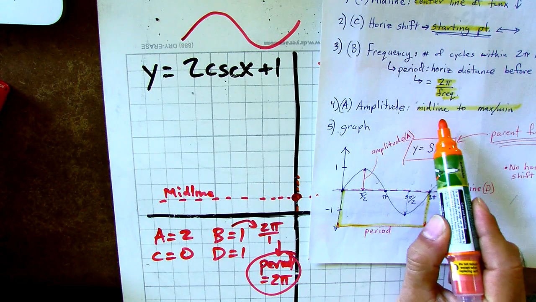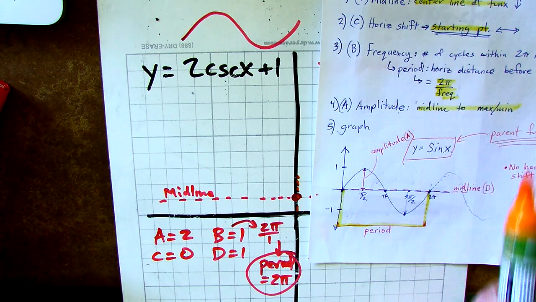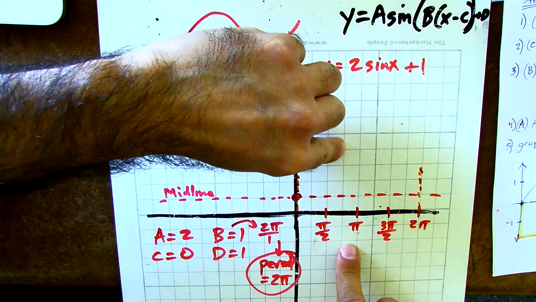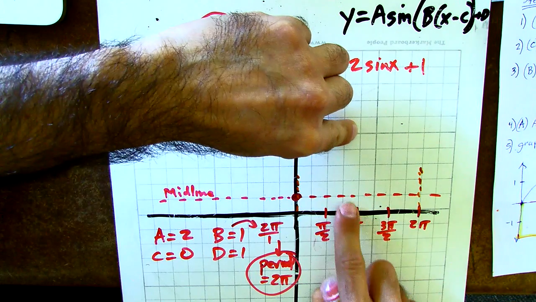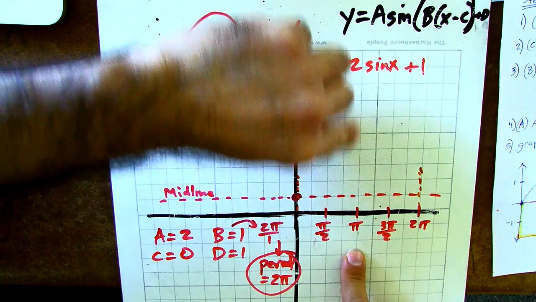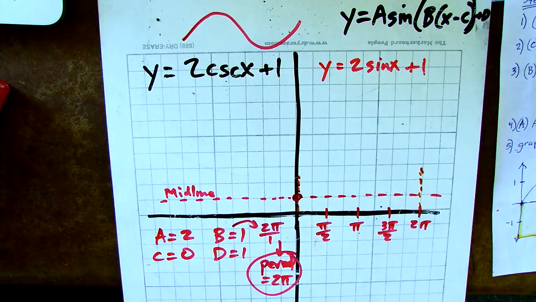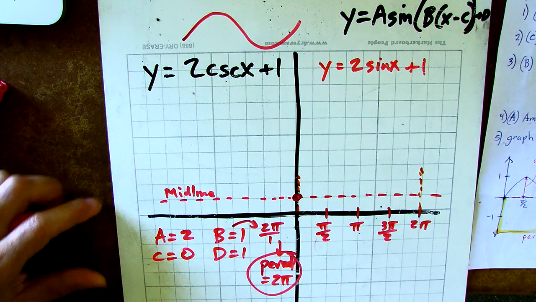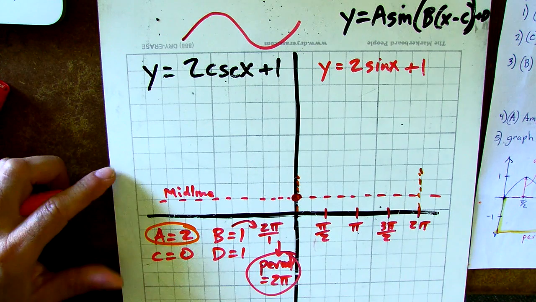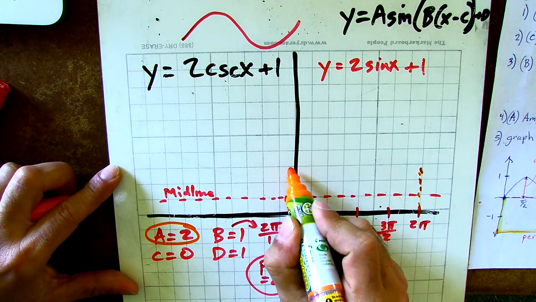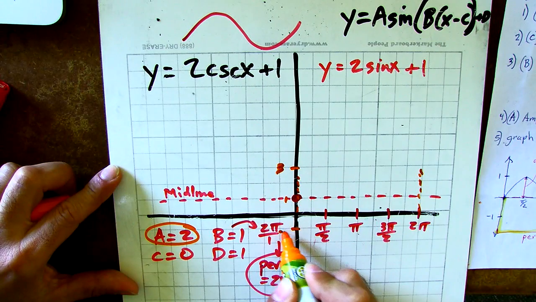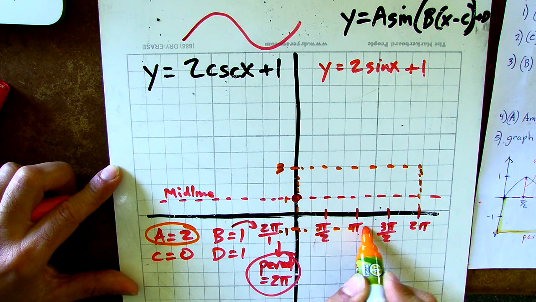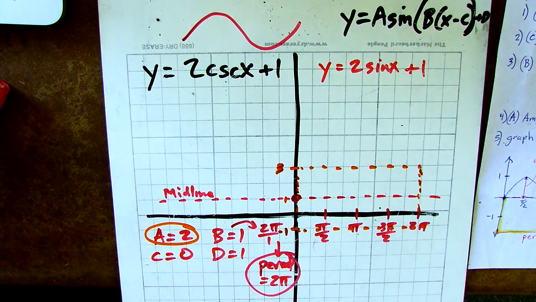And lastly, we had to look at the amplitude. This is from the midline to the maximum. So the amplitude is how far from the midline you're going in either direction, to the top and to the bottom, to the maximum and to the minimum. And what do we have for that? The amplitude is 2. So if this is 1, I have to go up here to 3. That is going to be the maximum. I have to go down here to -1, and that is going to be the minimum.